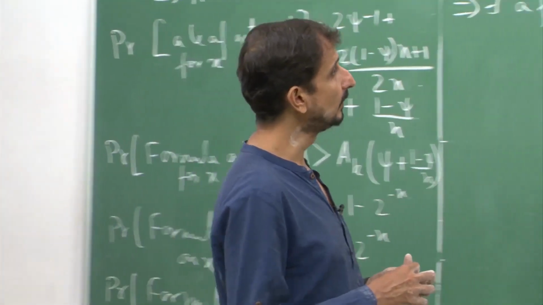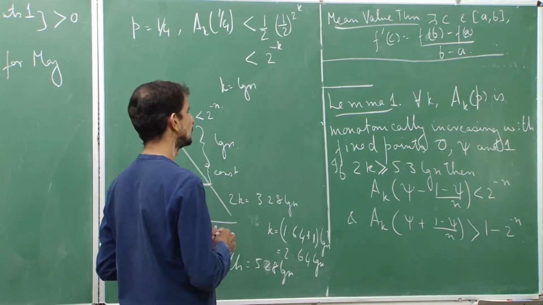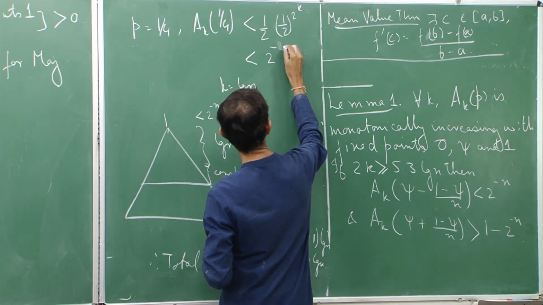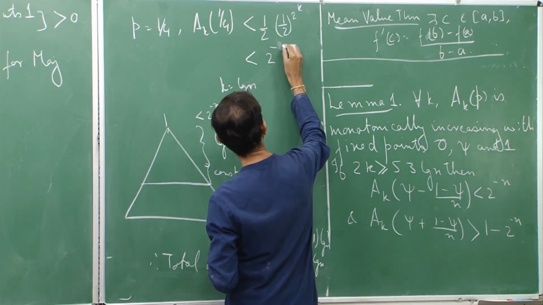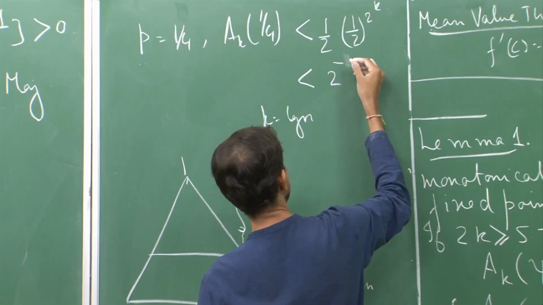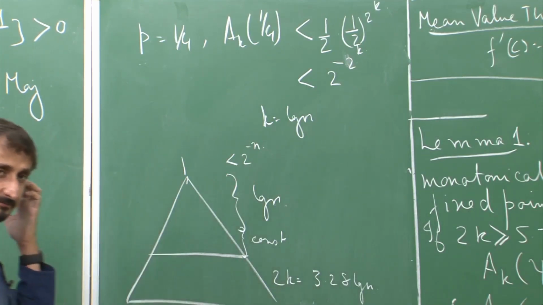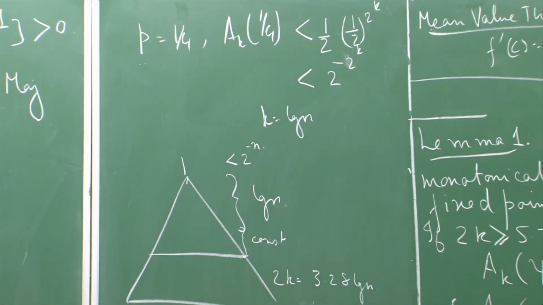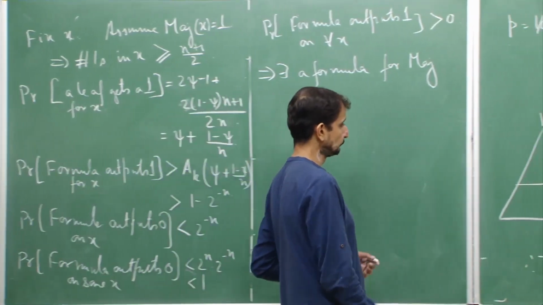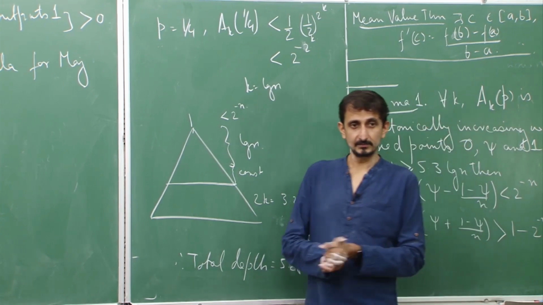2 to the power k, right. So, k is log n, right. So, minus, okay. So, the minus is fine, 2 to the power k, correct. Okay. So, I will stop here.